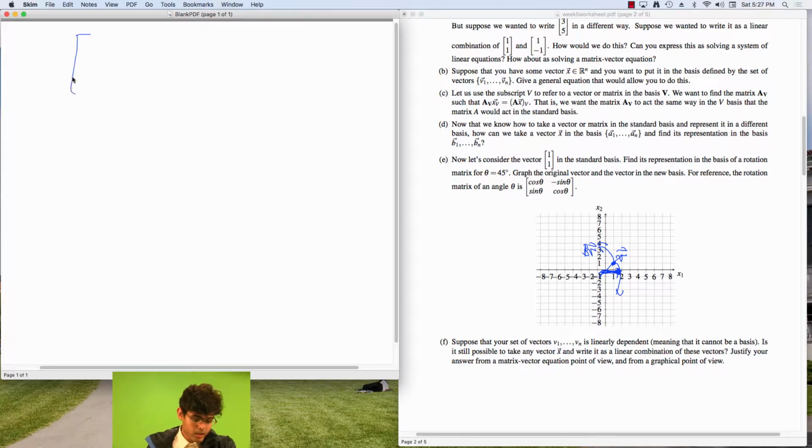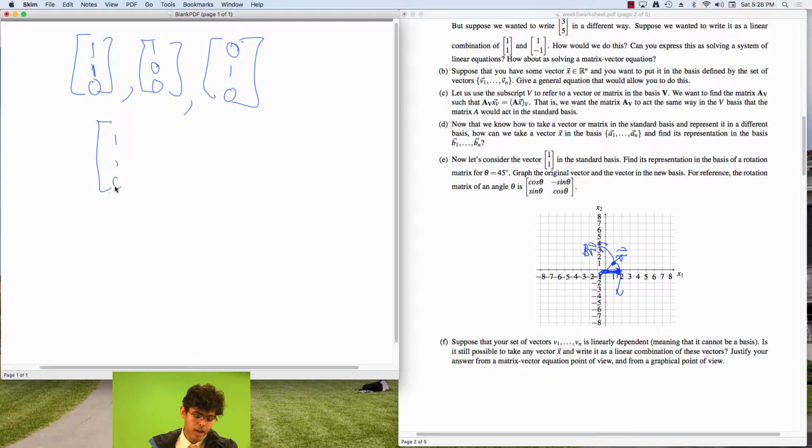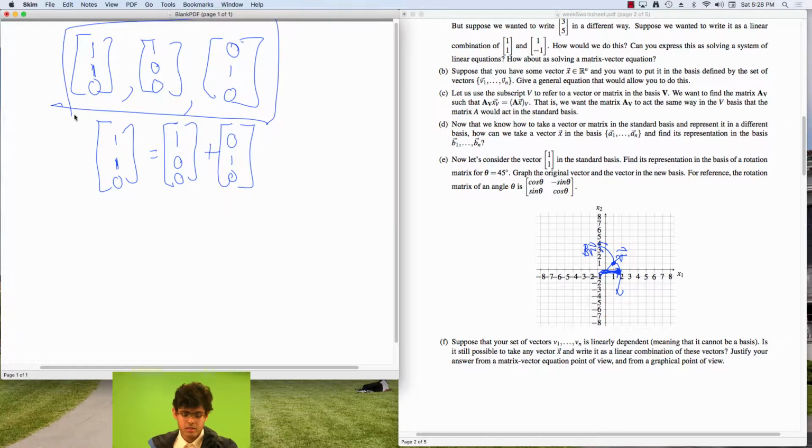So let's say I take 3 vectors. Let's say I take (1, 1, 0), (1, 0, 0), and (0, 1, 0). We know that these are not linearly independent. They have to be linearly dependent because we can express (1, 1, 0) as a linear combination of these two. So they're not a basis.